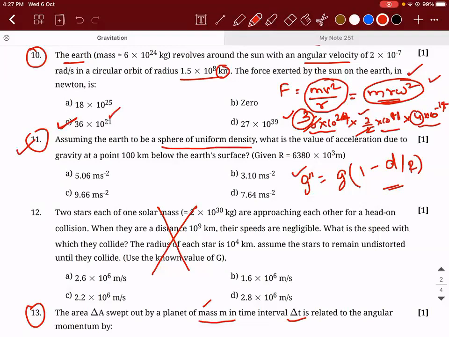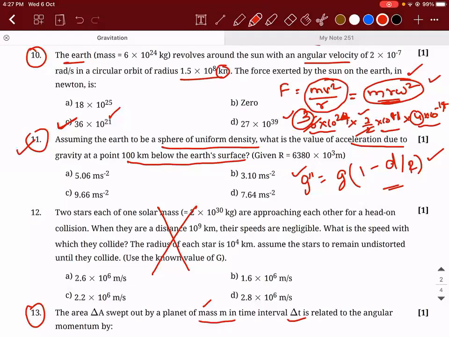Assuming the Earth to be a sphere of uniform density, what is the value of acceleration due to gravity at a point 100 kilometer below the Earth's surface? So you have a formula. G double dash is equal to G into 1 minus D divided by R. So what is the value of D?